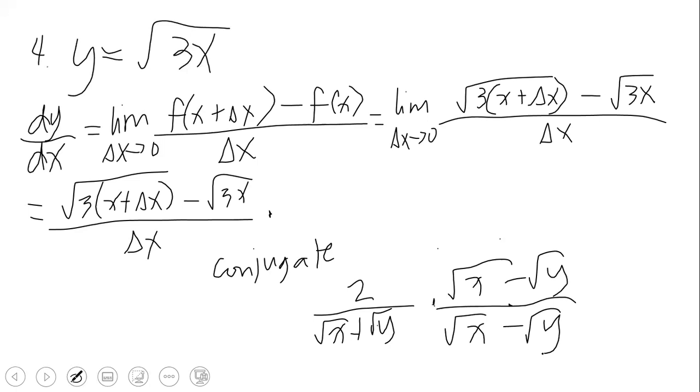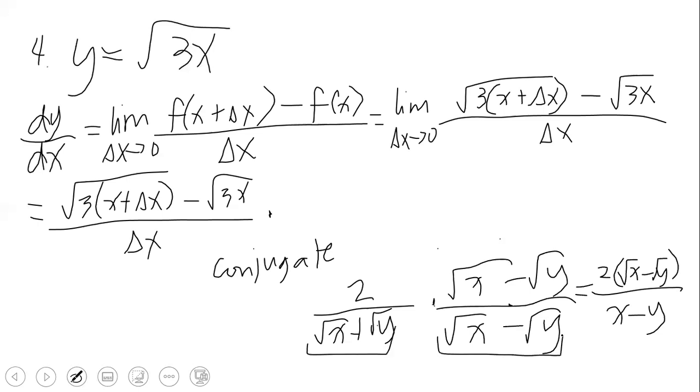So ibig sabihin, the term will be represented by 2 times the quantity square root of x minus square root of y over parang the sum and differences of binomials. Ang mangyayari, this will be x minus y na lang. Parang itong latter part, yung denominator mo, parang lumalabas, parang x minus y times x plus y. No? Parang x squared minus y squared. Parang ito yung term similar to this.